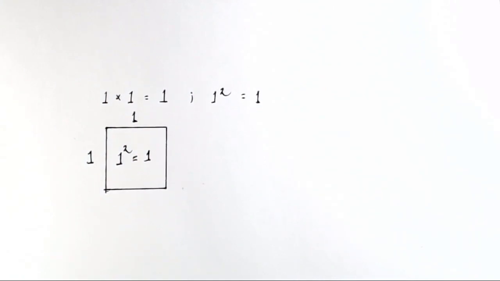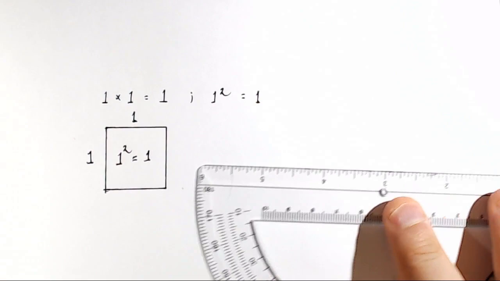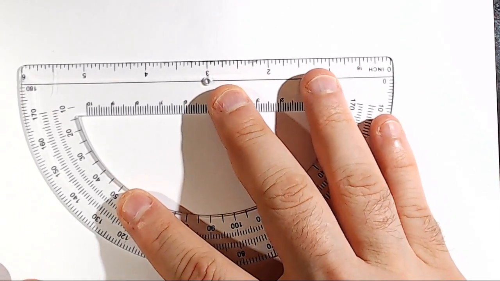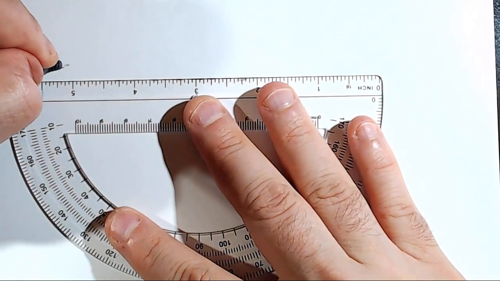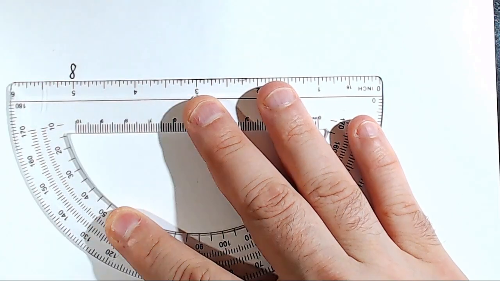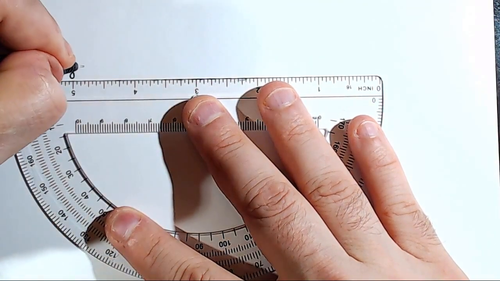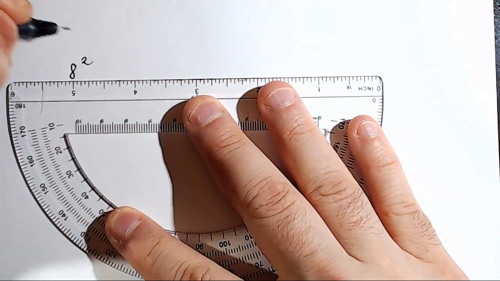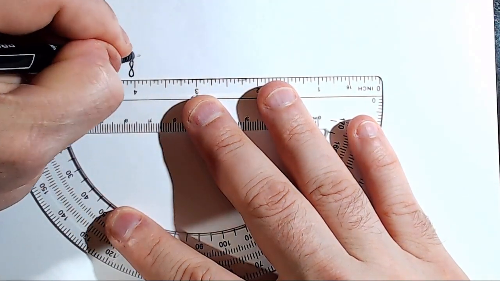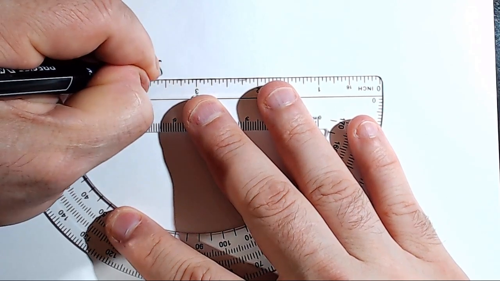And that's the only value where that happens. I suppose 0 also happens with 0. 0 squared is 0. But let's look at another number, just so we got 1 out of the way. Now let's look at a number like 8. Okay, so 8 squared is equal to 8 times 8.